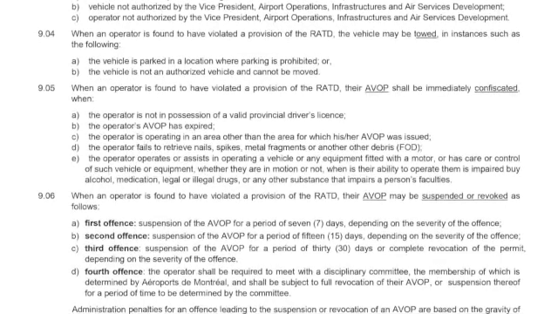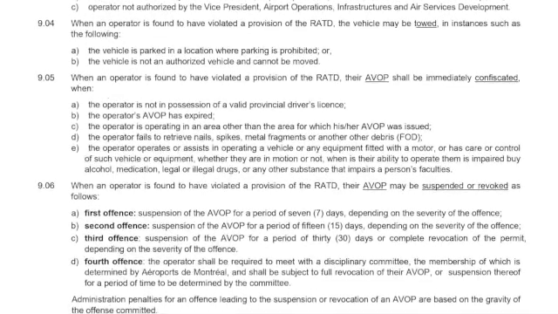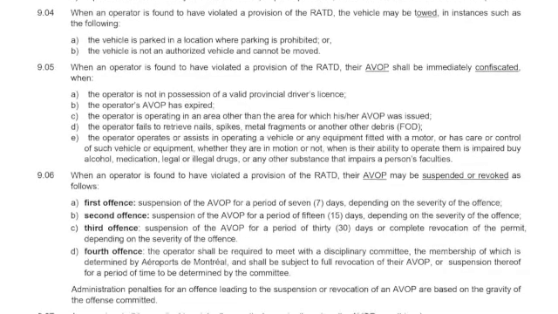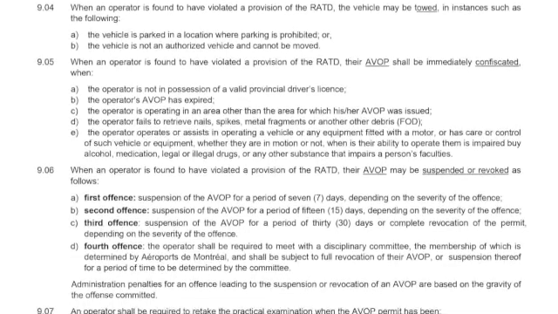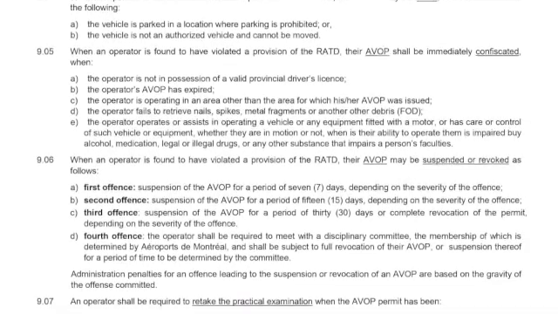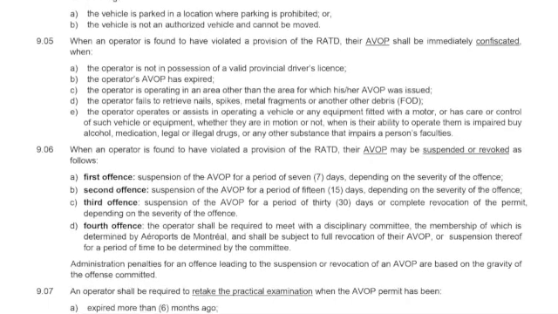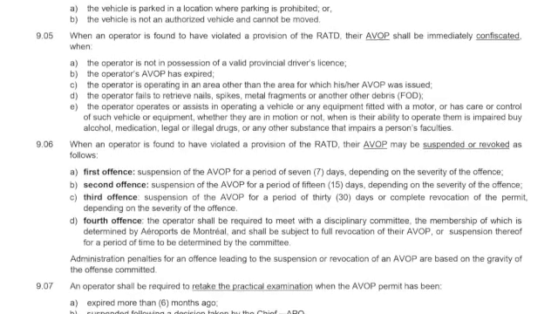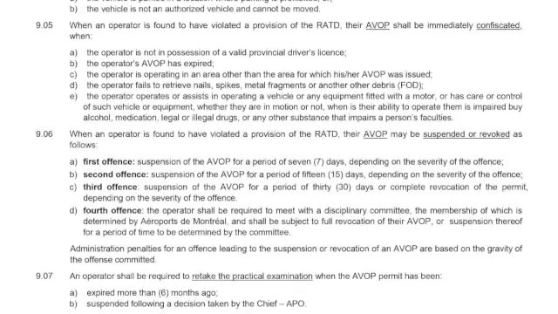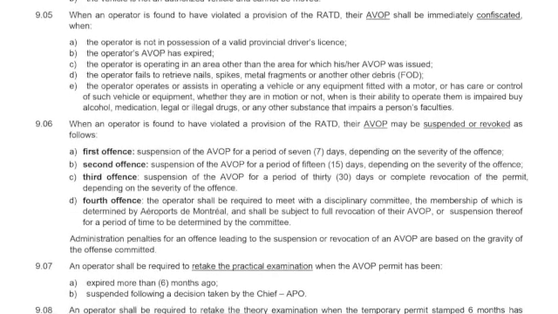06. When an operator is found to have violated a provision of the RATD, their AVOP may be suspended or revoked as follows: a. First offense, suspension of the AVOP for a period of 7 days, depending on the severity of the offense. b. Second offense, suspension of the AVOP for a period of 15 days, depending on the severity of the offense. c. Third offense, suspension of the AVOP for a period of 30 days or complete revocation of the permit, depending on the severity of the offense.